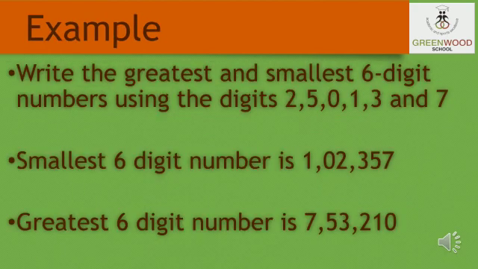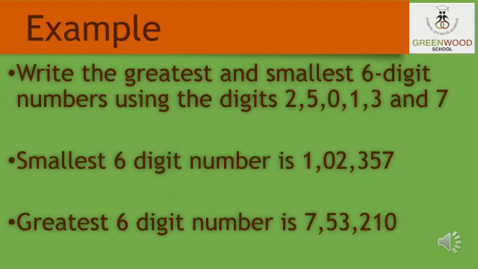See another example. Write the greatest and the smallest 6-digit numbers using the digits 2, 5, 0, 1, 3 and 7. To form the smallest number using the given digits, start with number 1 and not with 0, as otherwise it will become a 5-digit number. Hence, 102,357 means 1,02,357 is the smallest 6-digit number.